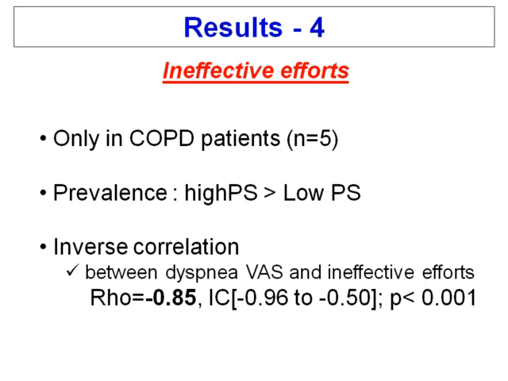Looking at ineffective effort prevalence, we found ineffective efforts only in the 5 COPD patients. As previously shown, the prevalence of ineffective effort was higher during high pressure support conditions than in low pressure support conditions. And we found an inverse correlation between dyspnea and ineffective effort prevalence. Of course, we have to note that it's only 5 patients, so it's a correlation on only 5 patients.